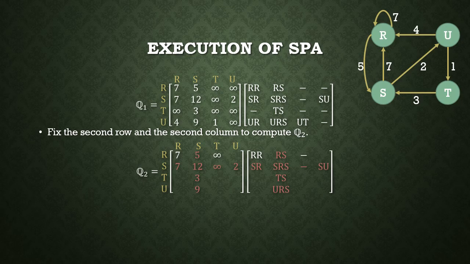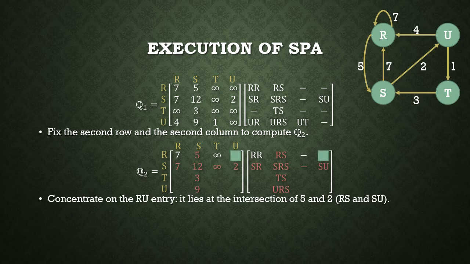So you see that for RR we have 7 and the old path RR. Let us move to the RT entry. The old value is infinity. The intersection values for RT are 5 and infinity, which will give infinity. So we let the old value be.